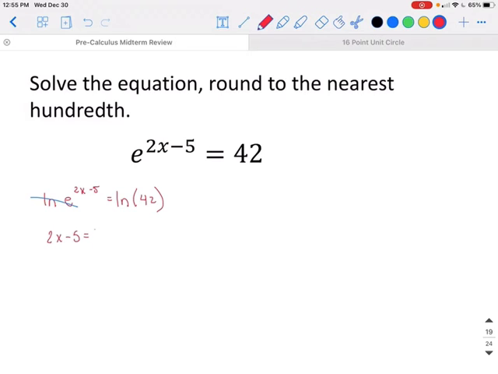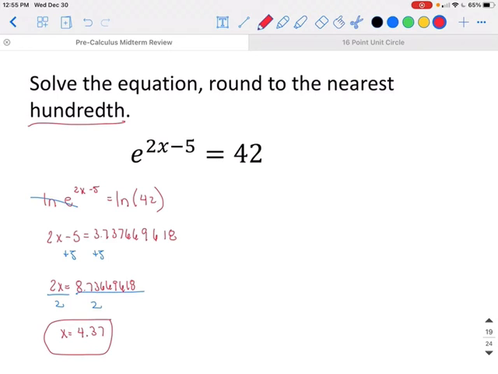If we write it as a decimal, the ln of 42 is 3.737669618. To get the x by itself, we are going to add 5 to both sides. We can then, to get the x by itself, divide both sides by 2. And it does tell us to round to the nearest hundredth. So when we divide by 2, we just rounded to 2 decimal places. We will get x is equal to 3.7.